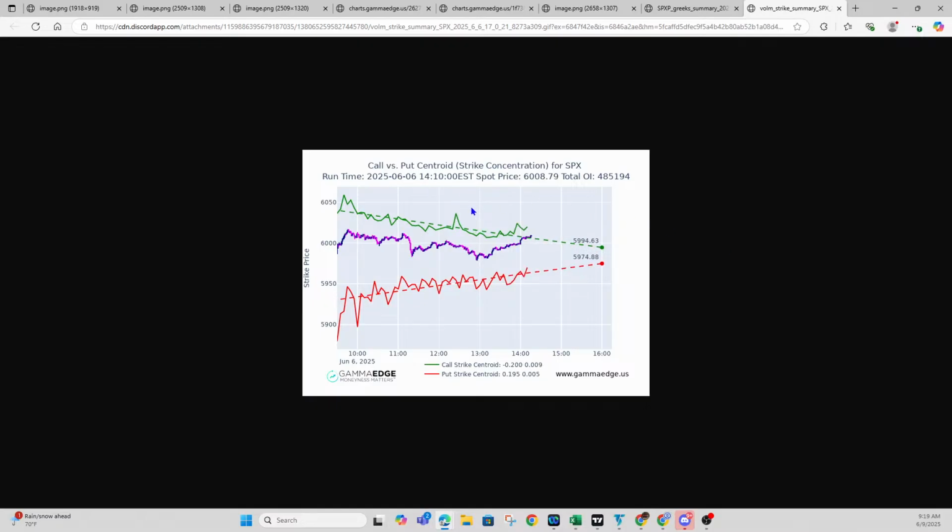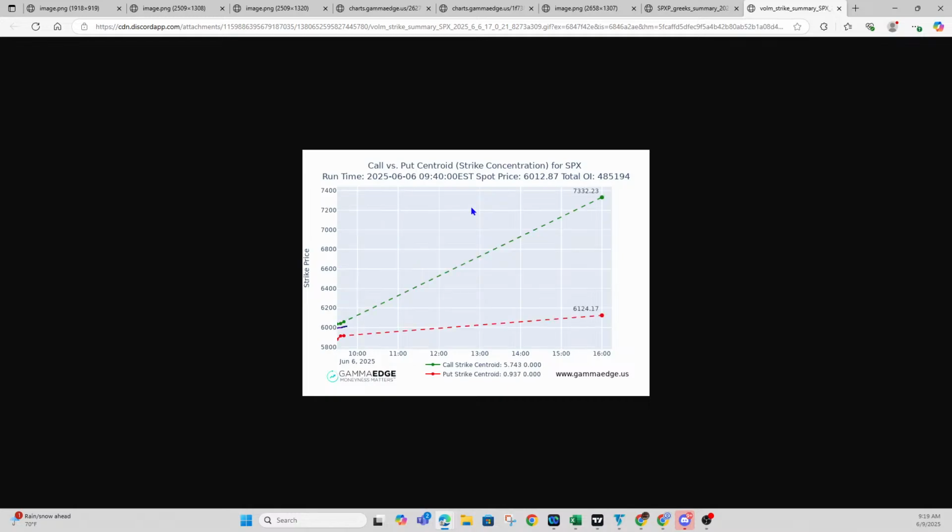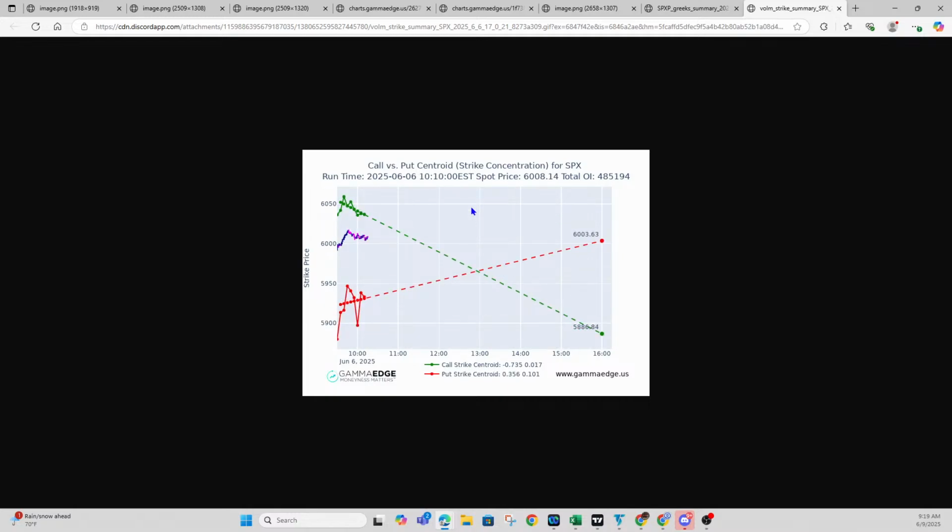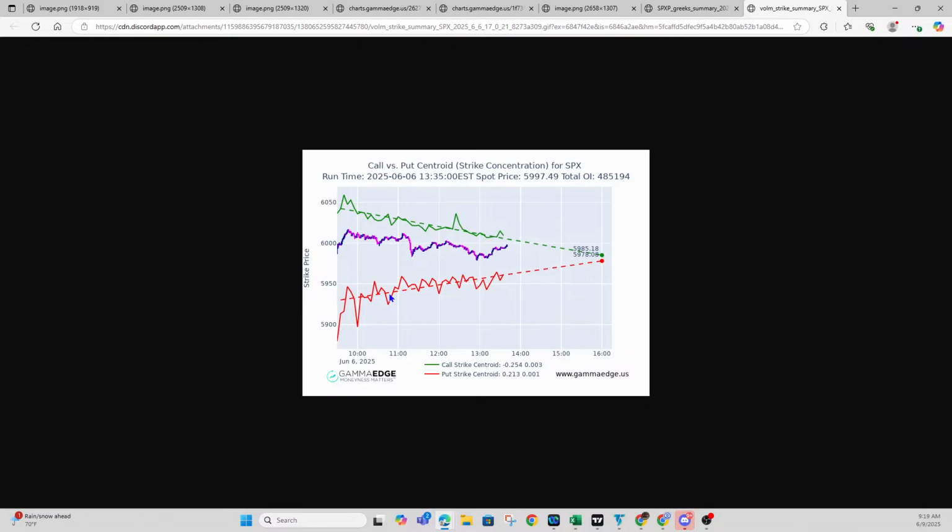The bolded green line is the call centroid. This is just the volume of calls that are being traded by market participants. Again, the centroid is basically the middle or the mass of overall contracts that are being traded. And the red obviously is the put centroid, the overall volume or center of the mass of puts that are being traded by market participants.